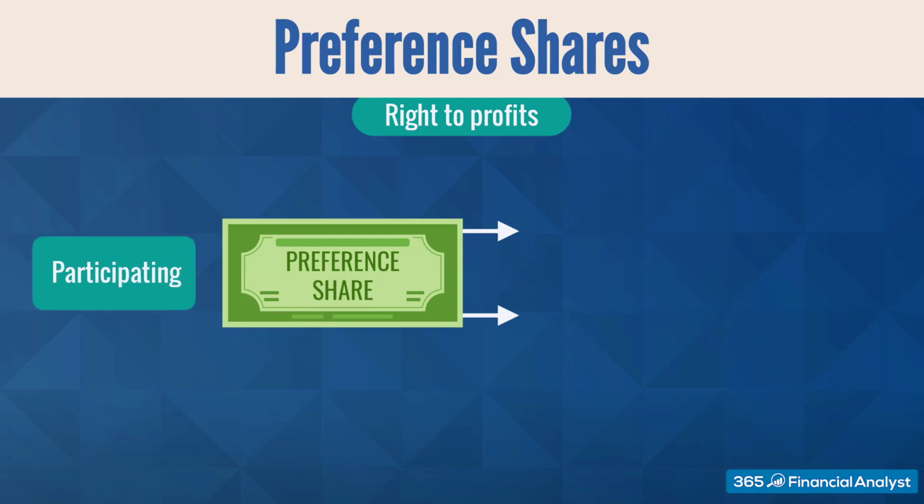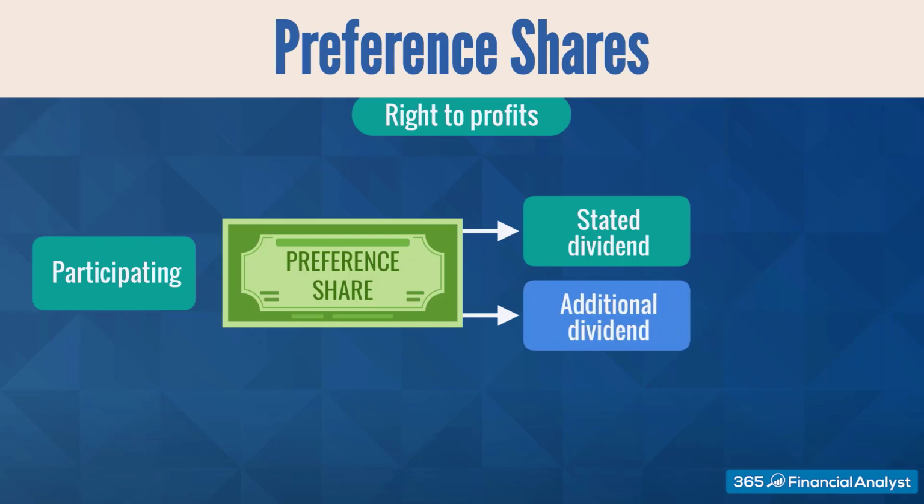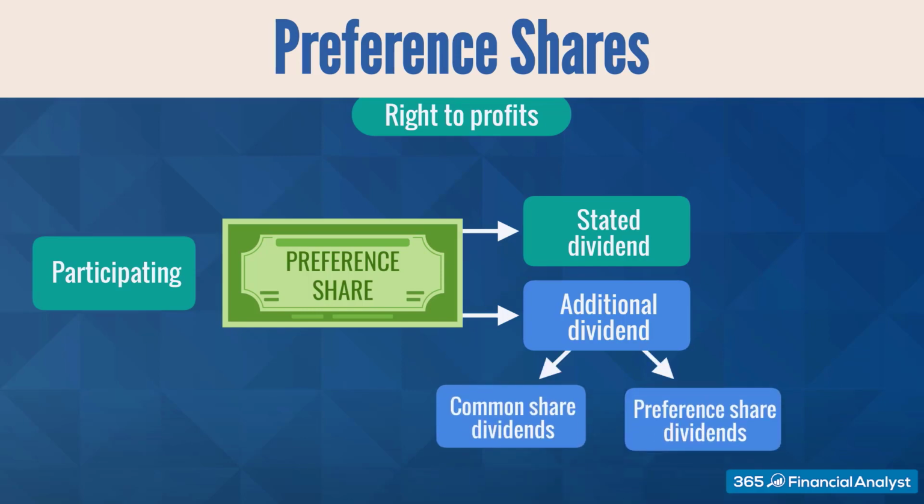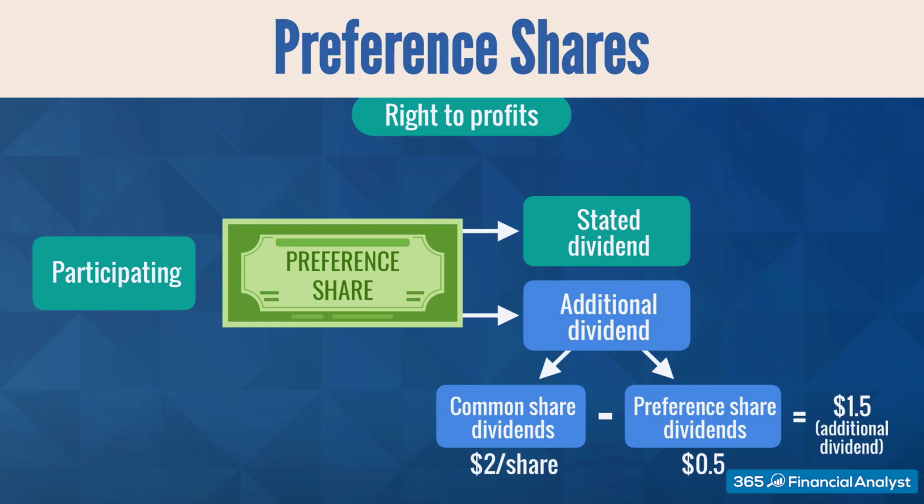Participating preference shareholders have the right to receive the standard preferred dividend plus an additional one, based on pre-agreed terms and conditions. To a certain extent, they have upside protection and will collect an additional dividend anytime common stockholders do. For the most part, the bonus payment equals the difference between the two dividends. For example, if common shareholders receive a dividend of $2 per share, whereas preferred stockholders only 0.5, the latter are entitled for an extra $1.50.